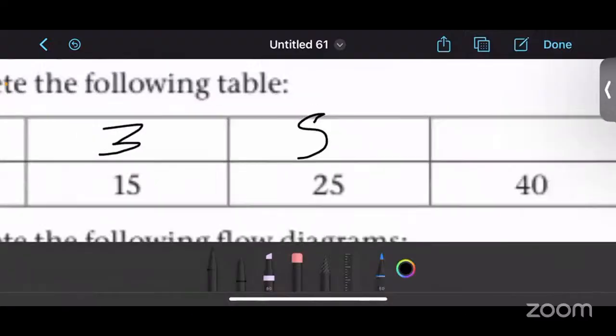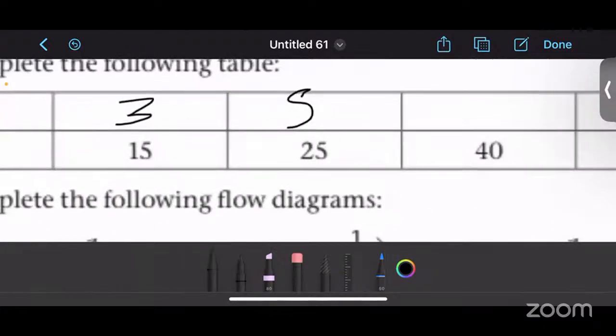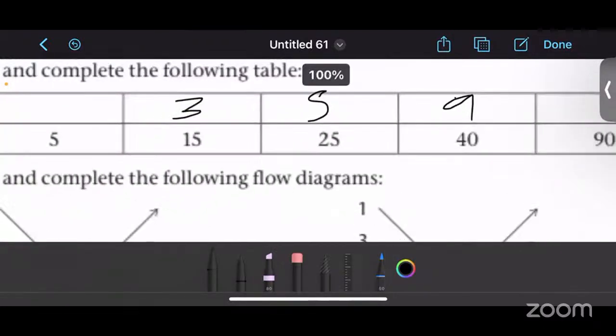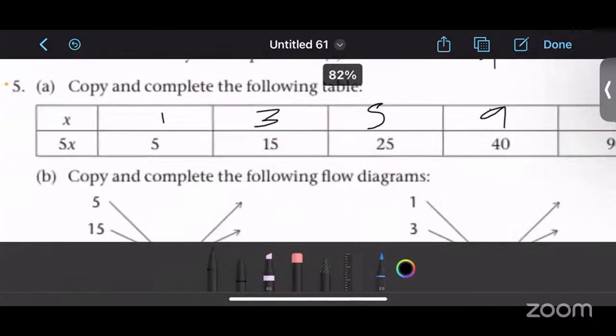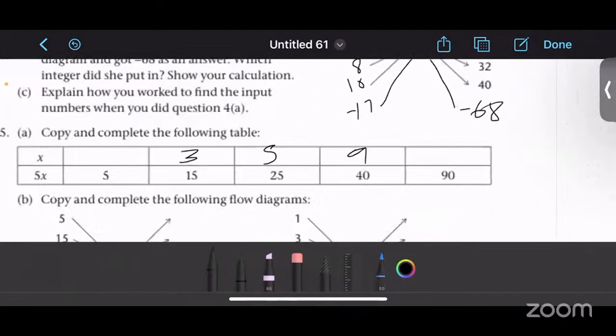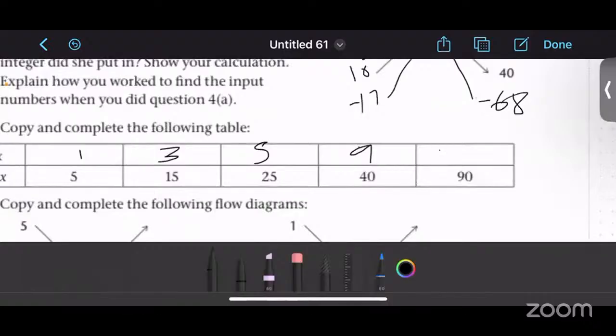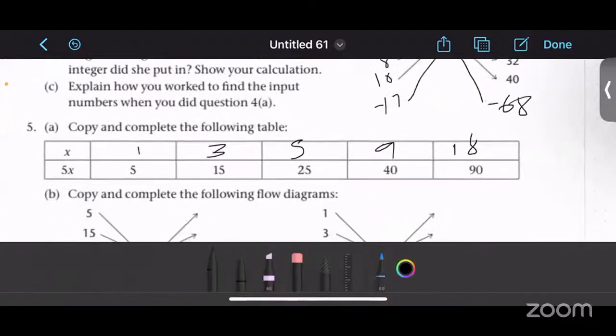Okay. We have 5x is equal to 40. The x is 8. 40 divided by 5 equals 8. Perfect. And then we have 5x is equal to 90. 18. Yes. So 18 multiplied by 5 is equal to 90.